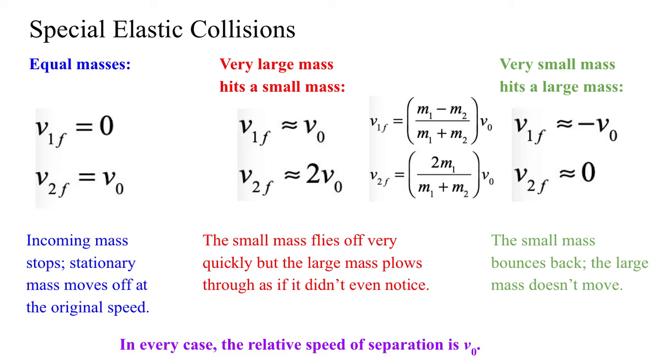But we see that, to summarize, if the masses are equal, then the first one stops dead and the other one takes off at exactly the same speed. If a large mass hits a small mass, the large mass plows through and the small mass gets thrown forward twice as fast. And if a small mass hits a large mass, the small mass bounces off and the large mass doesn't even notice, doesn't move. Notice in all cases the separation speed is v0, which is interesting.